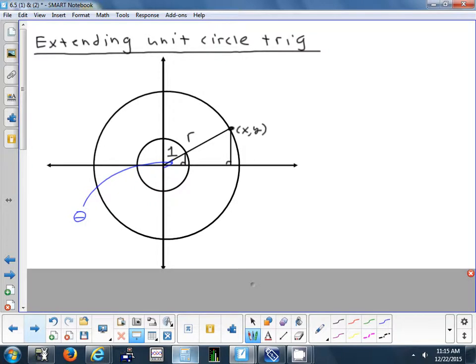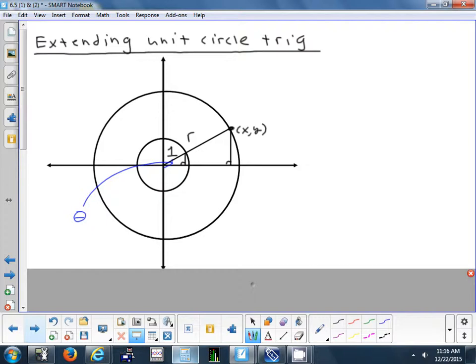All right, so next thing I want to do is tie in what we learned, and I did this yesterday a little bit, with the unit circle. This small circle in the middle, that's a circle of radius 1. And then around it I drew a bigger circle.